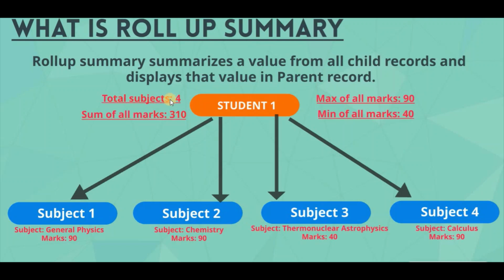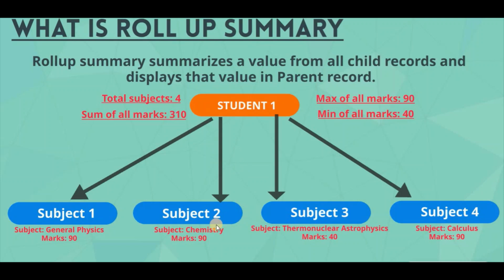Now if we want to calculate the total number of subjects on student records, let's say you open a student record and you want to see the total number of subjects, we can create a field called total subjects, which will summarize the total number of subjects here. In the same way, if you want to calculate the sum of all marks, in here we have subject 1 general physics 90, for chemistry he or she got 90, thermonuclear astrophysics got 40 marks, and for the fourth subject, calculus, he or she got 90 marks. So if you want to calculate the sum of all records and display that in the student record, we can use a rollup summary field, which will calculate 90 plus 90 plus 40 plus 90, which is 310.